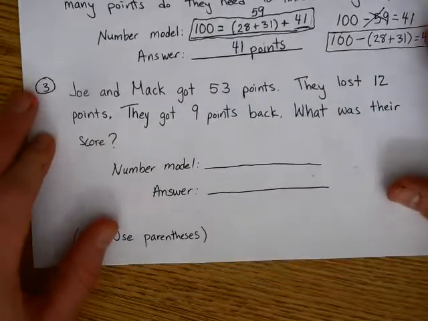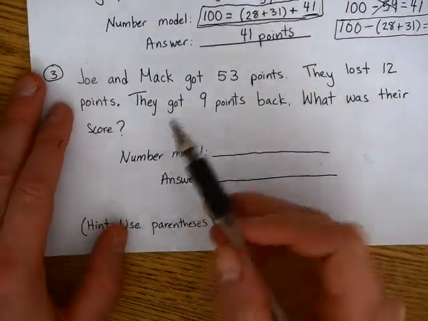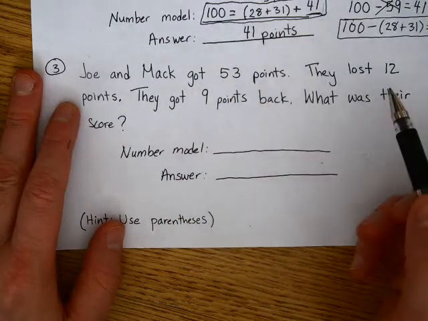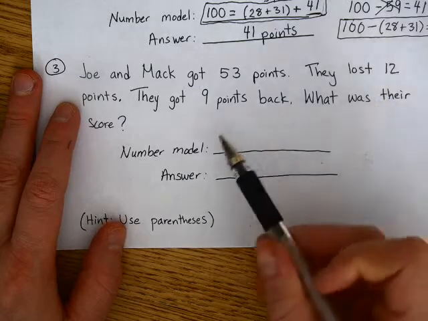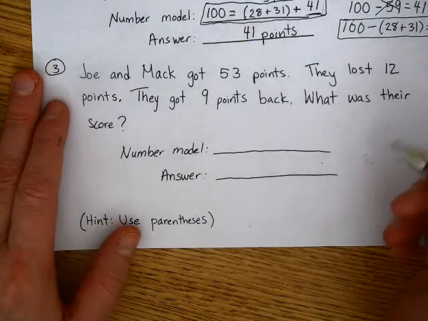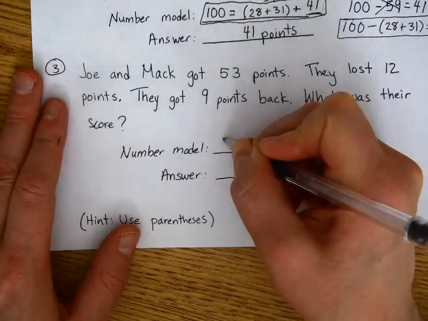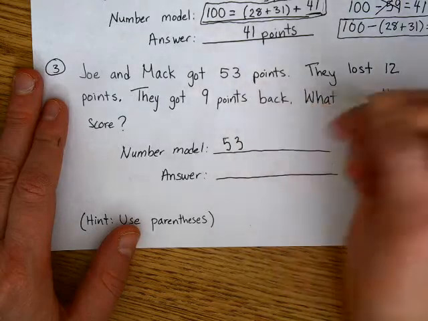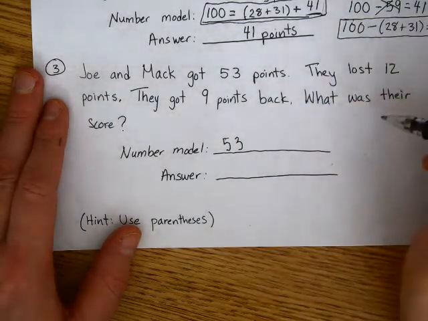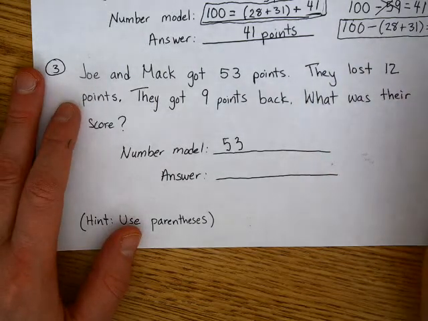All right, number 3. Now this one's a little bit more tricky maybe. Joe and Mac got 53 points. They lost 12 points. Then they got 9 points back. What was their score? All right, so they started with 53 points. That we know. And then we know that something happened. Something else happened. So they lost 12 and then they got 9 back.